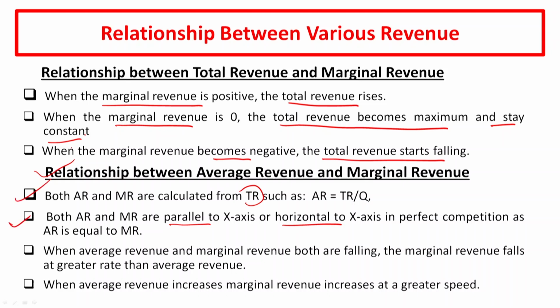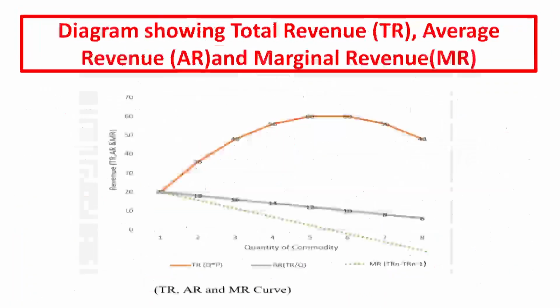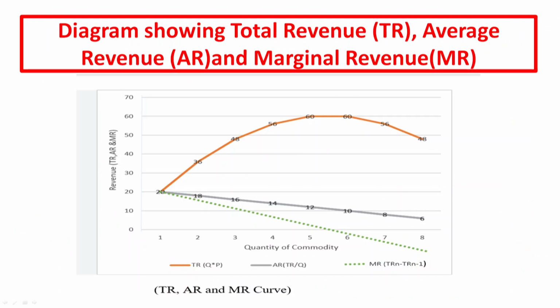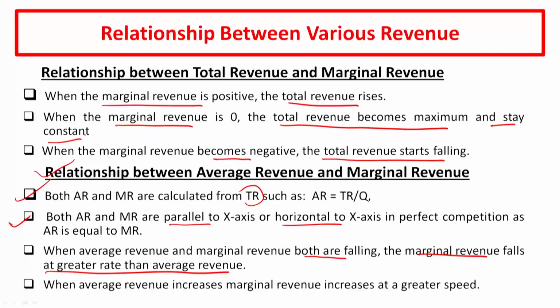Now, the third point: when AR and MR are both falling, the marginal revenue falls at a greater rate than average revenue, which means when AR and MR both are falling, the marginal revenue, as you have seen in the diagram, falls at a greater rate as compared to the average revenue. You are able to see here the marginal revenue is falling at a greater rate as compared to the AR. Last point, when average revenue increases, marginal revenue increases at a greater speed.